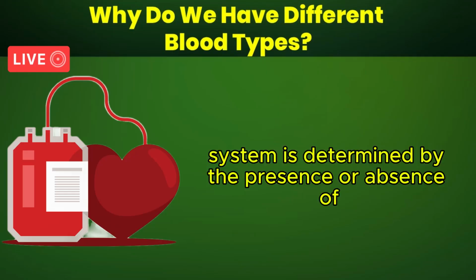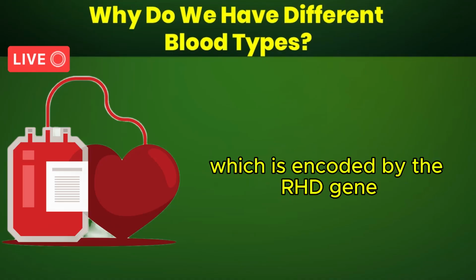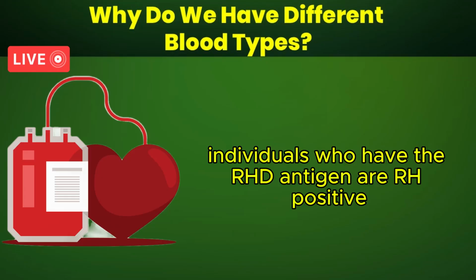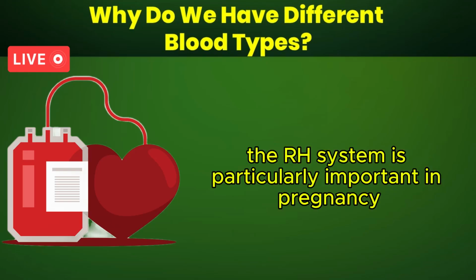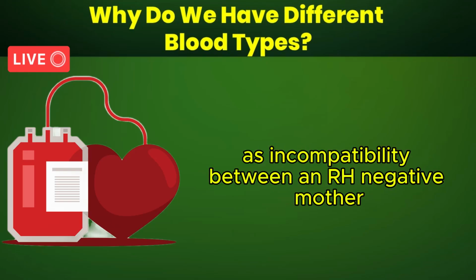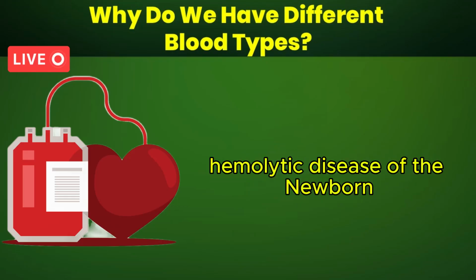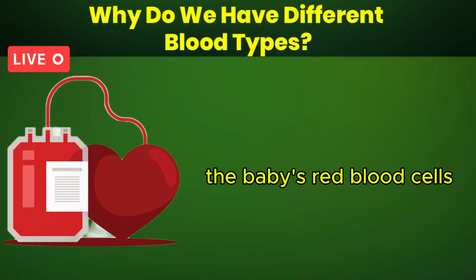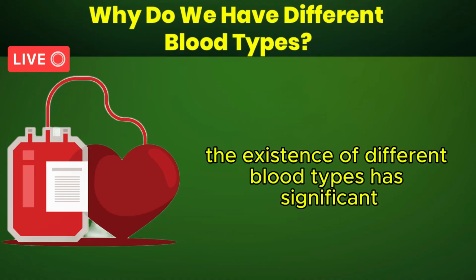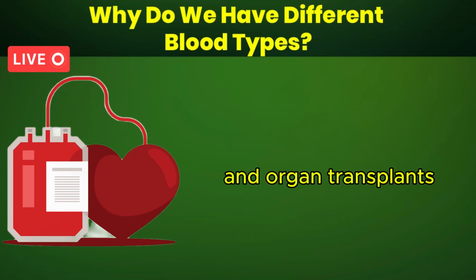The Rh system is determined by the presence or absence of the RhD antigen, which is encoded by the RhD gene. Individuals who have the RhD antigen are Rh positive, while those who lack it are Rh negative. The Rh system is particularly important in pregnancy, as incompatibility between an Rh negative mother and an Rh positive baby can lead to a condition called hemolytic disease of the newborn, where the mother's immune system attacks the baby's red blood cells.